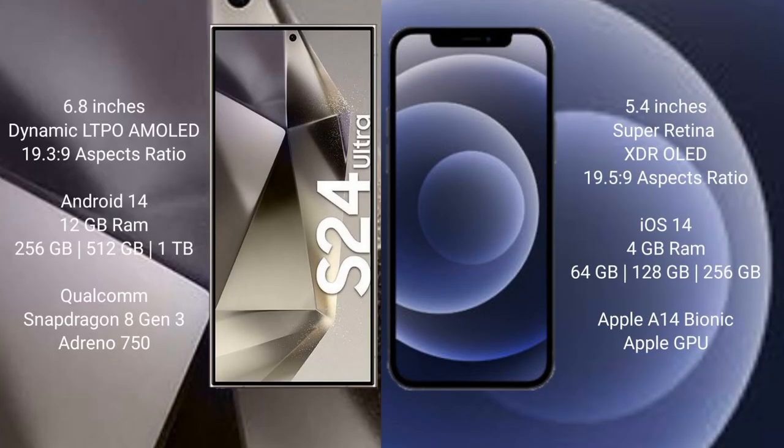The S24 Ultra comes with a 6.8 inches Dynamic LTPO AMOLED display and an aspect ratio of 19.3:9. iPhone 12 mini comes with a 5.4 inches Super Retina XDR OLED display and an aspect ratio of 19.5:9. Samsung Galaxy S24 Ultra runs on the Android 14 operating system. iPhone 12 mini runs on the iOS 14 operating system.